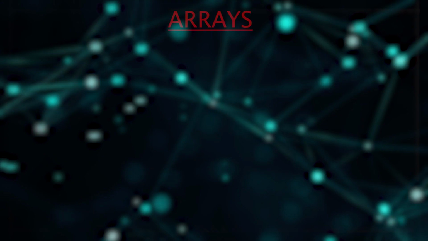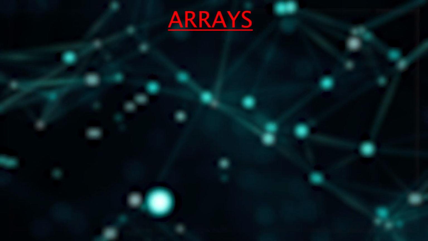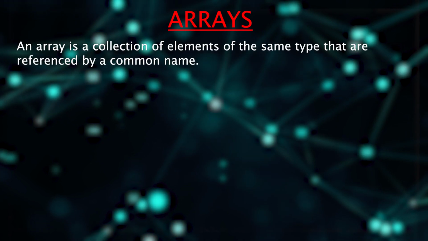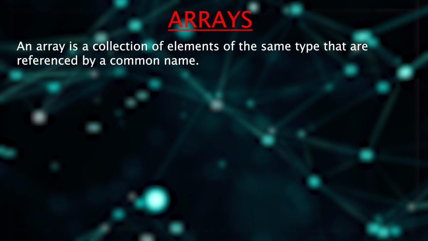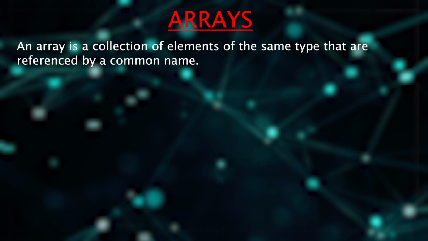Now, we will talk about the array. In C, an array is a collection of elements of the same type that are stored in contiguous memory locations. Arrays provide a way to store multiple values of the same type under a single variable name, making it easier to work with a large set of data. Each element in an array is accessed using an index which represents the position of the element within the array.